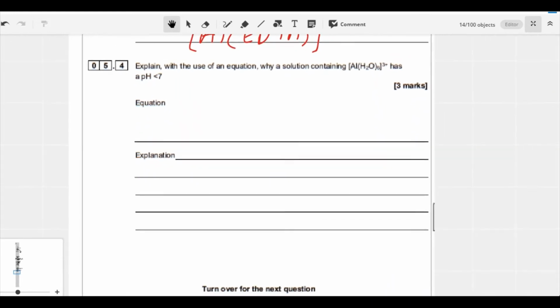Okay, now the next one, 5.4, explain the use of an equation via solution containing again that substance aluminum hexahydrate +3 ion has the pH less than 7, because as you know that the less than 7 indicates it must show some acidic property, like when it dissociates, it will produce hydrogen ion.